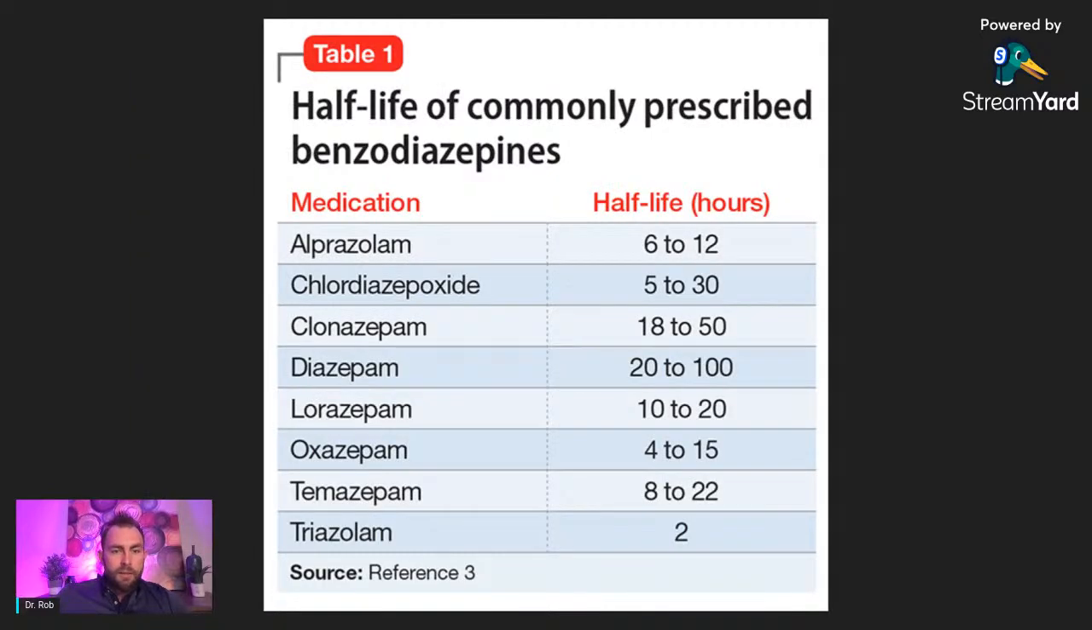This is another quick slide about just the half-life of the benzodiazepines. Half-life meaning roughly how long it takes for half of the medication to leave your bloodstream. And there is wide variability there. Even for alprazolam, even for Xanax, it's 6 to 12 hours, which is a pretty good healthy difference.